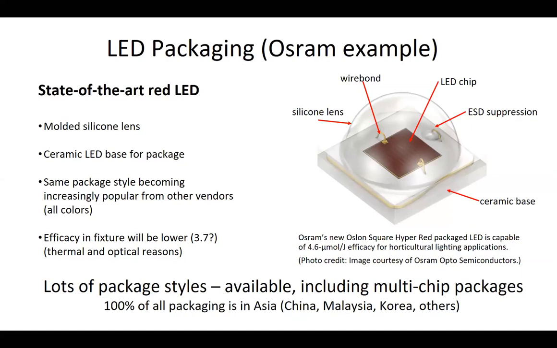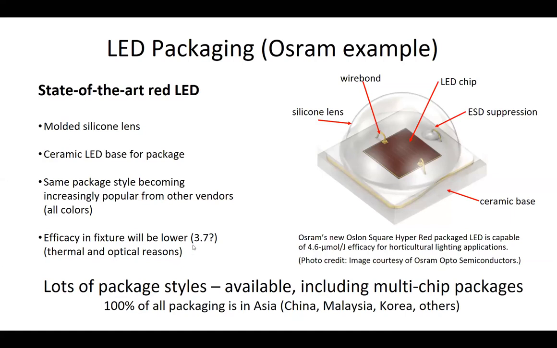If I took this 4.6 micromole per joule efficiency that we have over here, which is measured at the package level for this new OSRAM red light emitting diode, by the way, this number can't be hit in the blue. It's probably going to be lower.